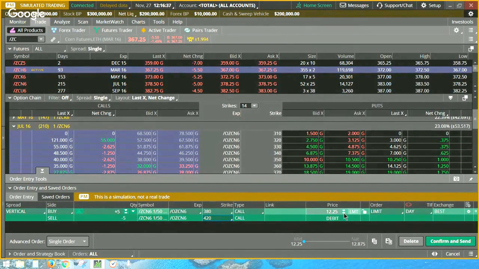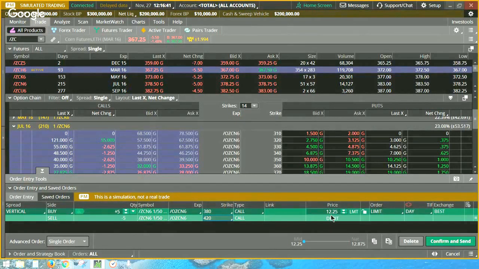Right now, if we execute it, our price would be about $12.25. That's what it would cost us to do that trade, which is 12.25 cents on a bushel of grain. Okay, so that's your maximum downside.